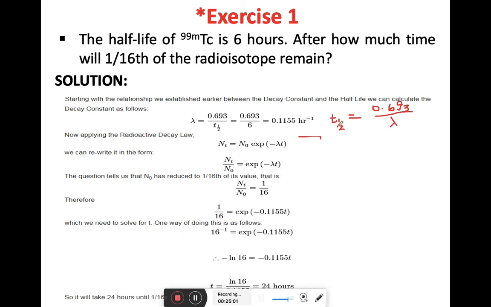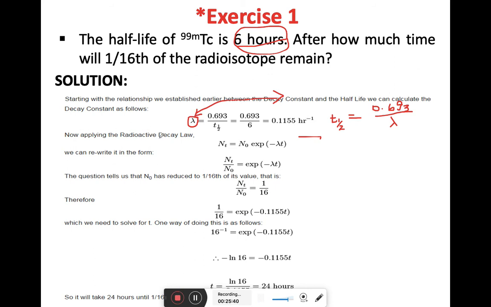So now we have the half-life value, which is 6 hours. When you calculate this, you want to get the decay constant. The lambda here is not wavelength, but it refers to the decay constant. Don't get confused. When you plug in the values, you will get 0.1155 per hour. Just make sure that you notice the unit. It's important to make sure that the units you are using are correct.